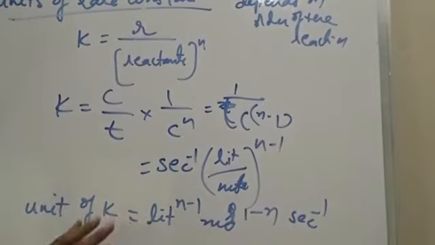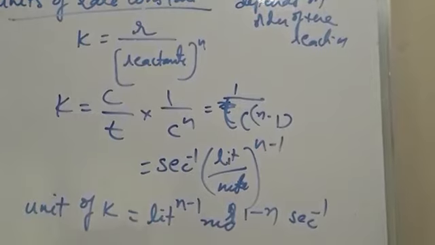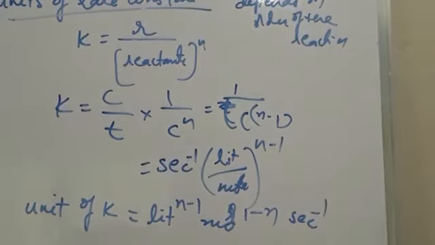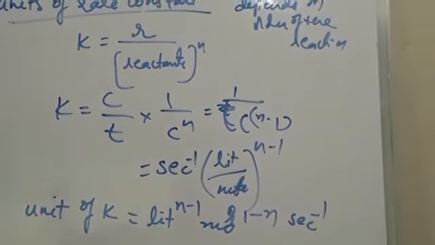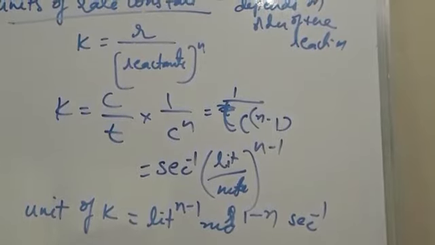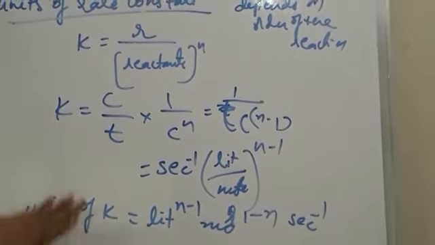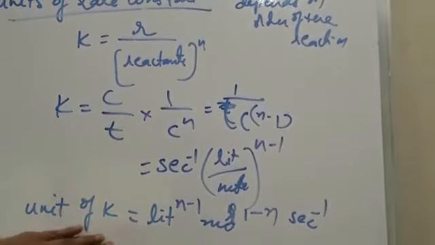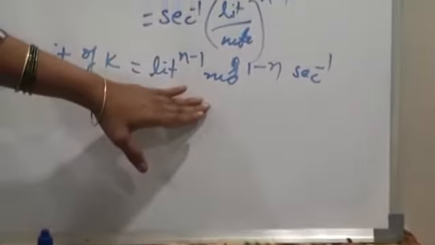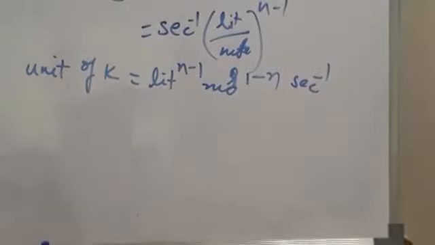Then, if gaseous substances are there, units for gaseous substances we can write as atmosphere second inverse. But generally units for K, specific rate or rate constant, are given as liters to the power n minus 1, moles to the power 1 minus n, and second inverse. So, n is the order of the reaction.